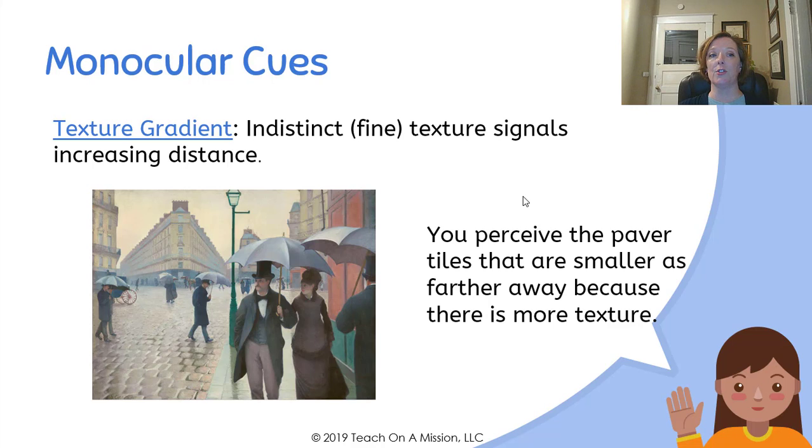Another monocular cue is texture gradient. As texture becomes more fine or indistinct, we perceive an increasing distance. So if you look at the picture on your slide, it looks like as we get closer to the building, it gets further away, even though we don't know that to be true. All of the signs are leading to that. You've got texture gradient, individuals are smaller and they get smaller and smaller as they appear to get further away. So you perceive the paver tiles that are smaller and less distinct in texture as farther away because there is more texture closer to you.